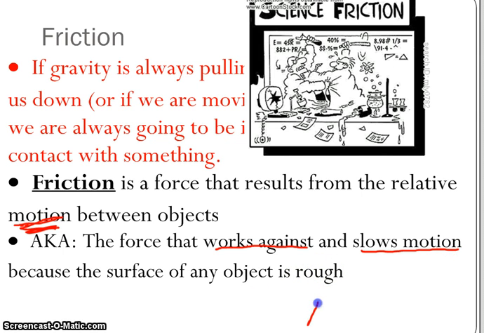In other words, let's draw a picture here of Mr. Sneed. Here I am. Yes, I drew my bald spot. Let's say I'm walking this way. My frictional force would be in the opposite direction. Notice these are vectors, so the length of the line, my force is much larger here, where my friction is a smaller force here, acting in the opposite direction of my motion. So, friction is a force that works against and slows motion.